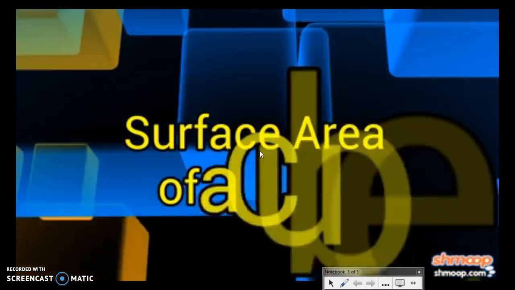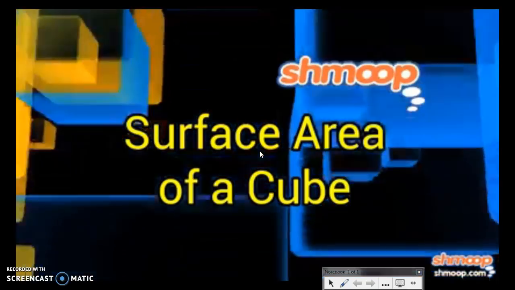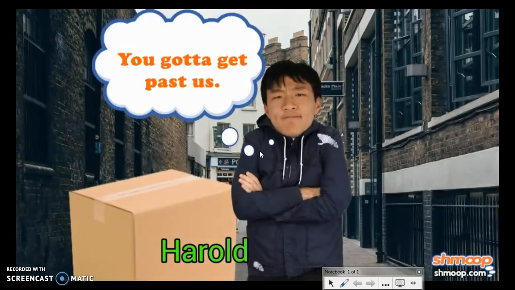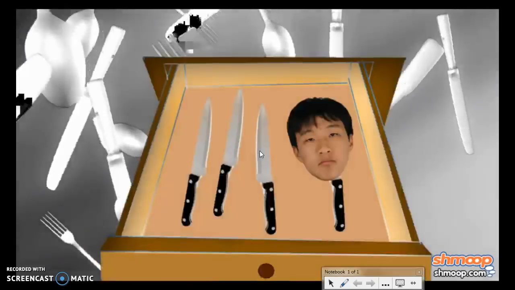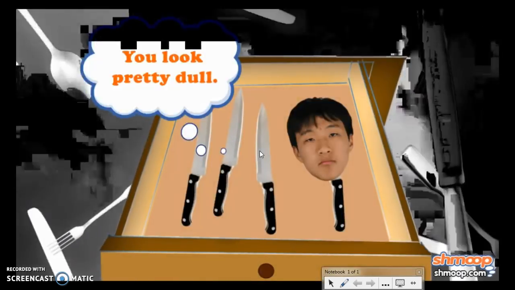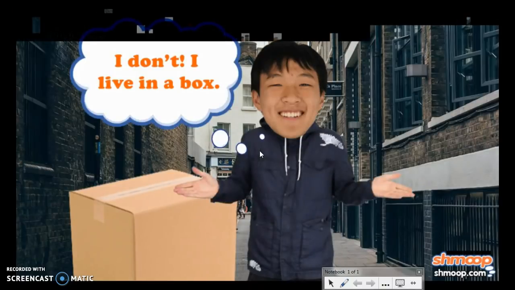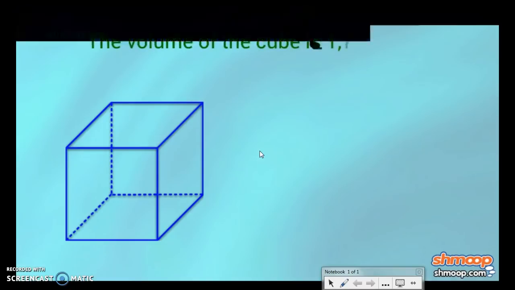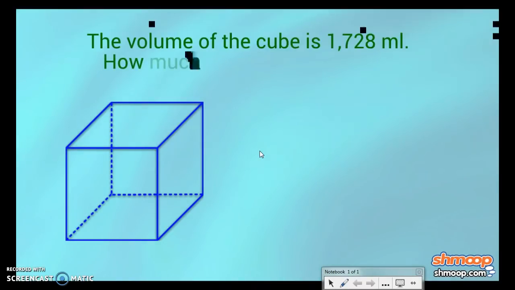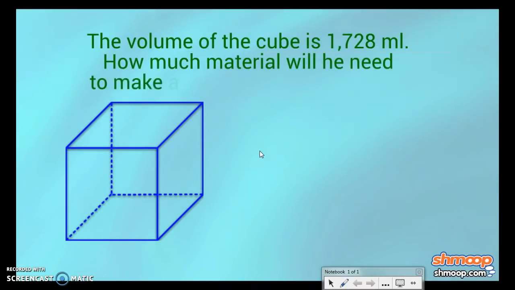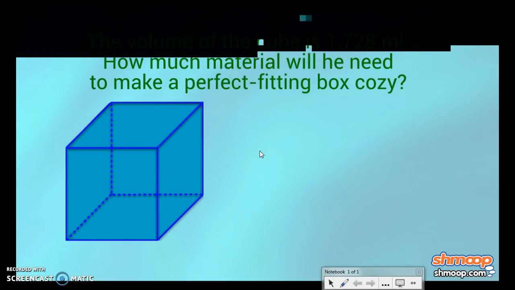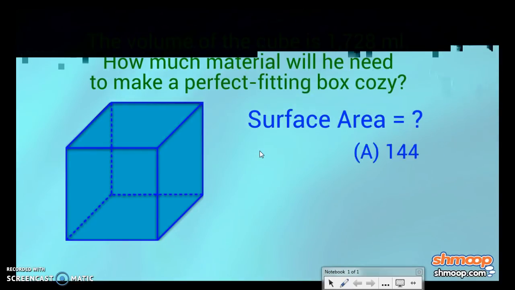Surface area of a cube. Harold the hobo would like to cover his new box while he sleeps at night, so no one sees it and tries to steal it. Harold's not the smartest knight in the drawer, but Manny sure wishes he had a drawer. Assuming Harold knows the volume of the cube is 1,728 milliliters, how much material will he need to make a perfect fitting box cozy? We can use the cube's volume to help Harold figure out its surface area, and here are our choices.